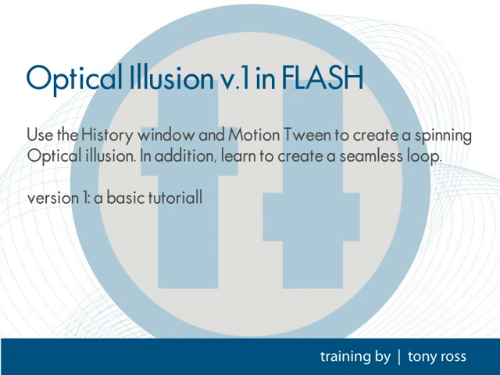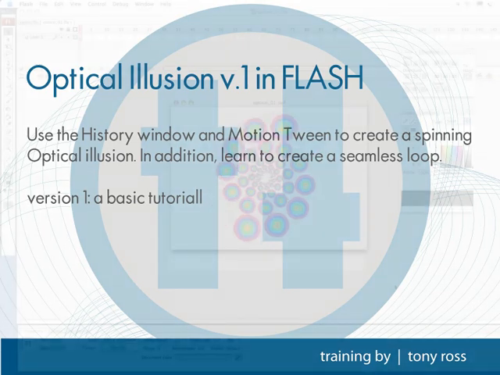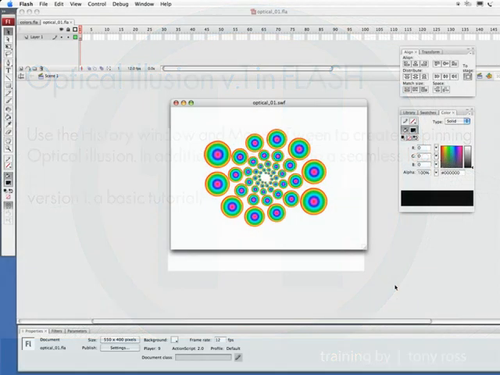This is going to be the first in the series of creating some little optical illusions or op art, or just really interesting stuff to look at while you're listening to music. We're going to be using the oval tool, the free transform tool, and we're going to mess around with some gradients. We're also going to be using motion tween and setting that to rotation. And last but not least, we're going to be using the history window. Okay, so let's get started.